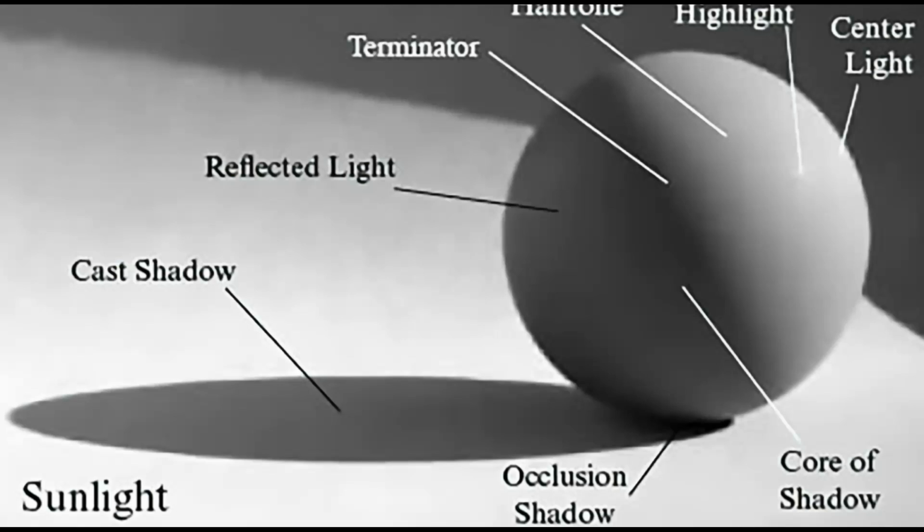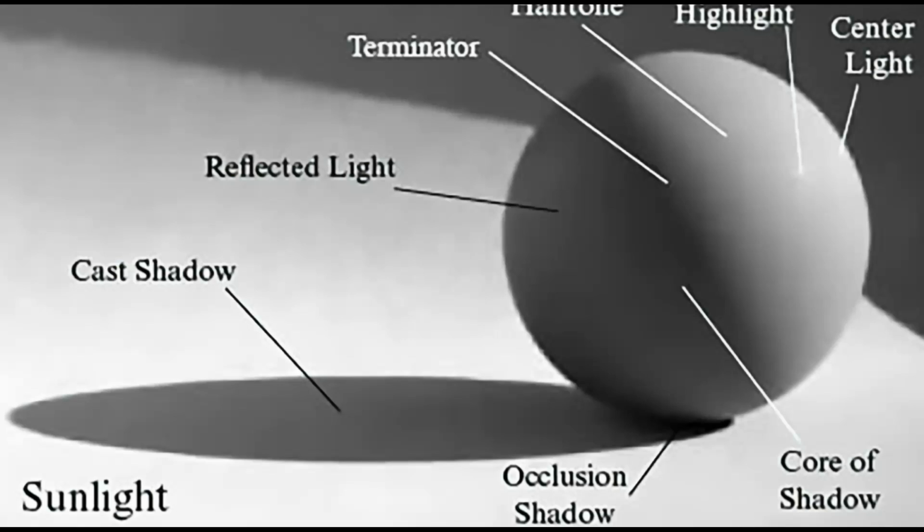I'm sorry, it looks like a little bit might be cut off, but that top one is halftone. So highlight is the lightest area on an object where the light directly strikes and reflects off the surface. The reflected light then is when light hits a surface, some of it bounces back into the other areas.